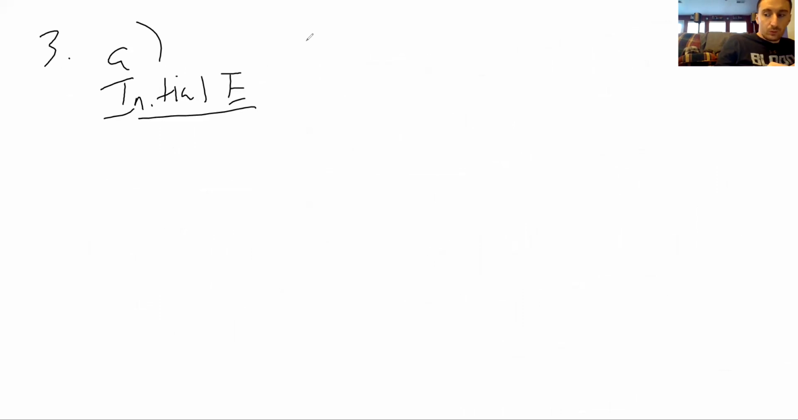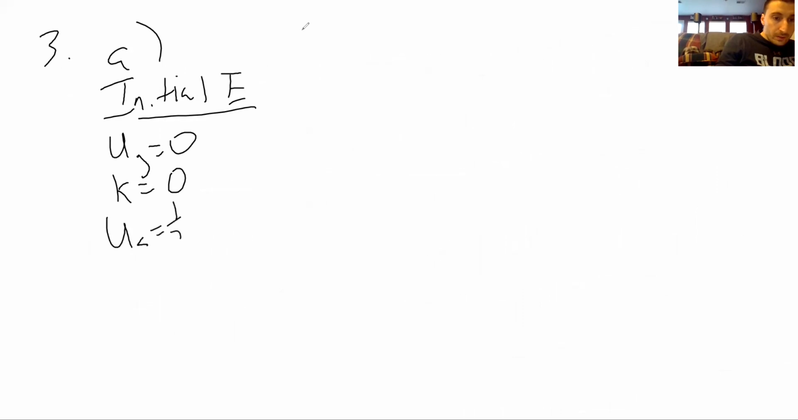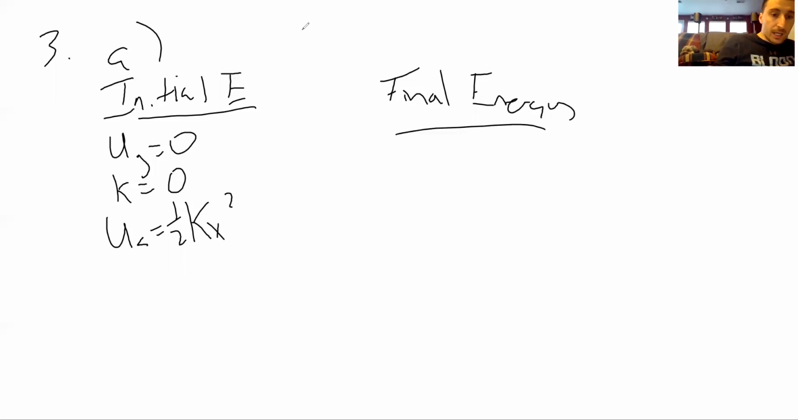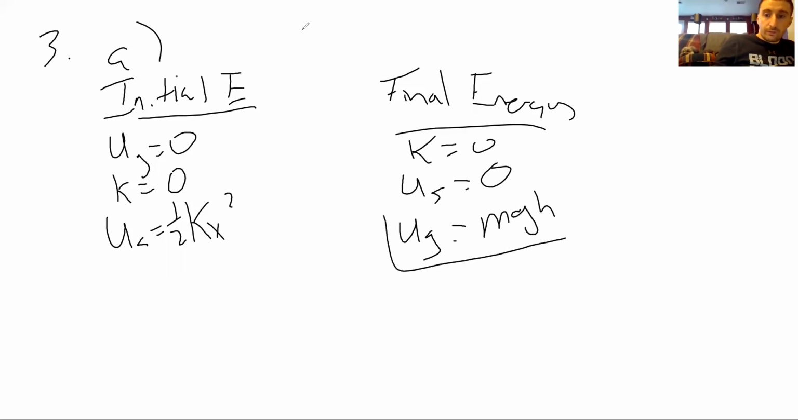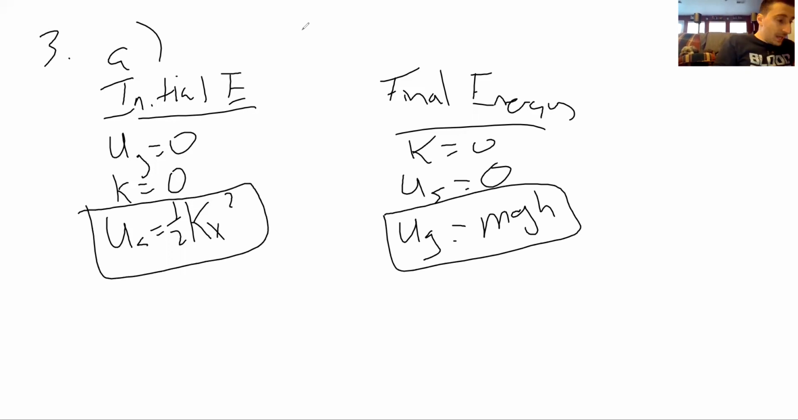So when it's at rest on the table, we know that there's no gravitational potential energy, there's no kinetic energy, but there is spring energy. Right, let's look at final energy, in other words, at maximum height. At the maximum height, it's not moving, so I know kinetic energy is 0. At that point, the spring is not compressed, so it's 0. And the only thing I have is gravitational potential energy, which is equal to mgh. So my total energy final is equal to that. My total energy initial is equal to that.